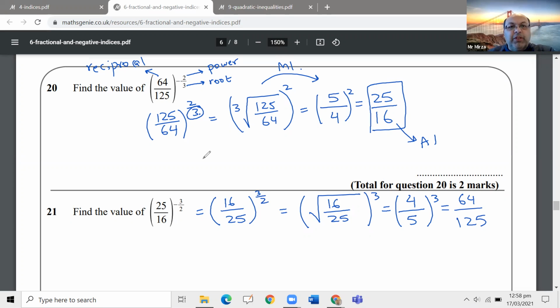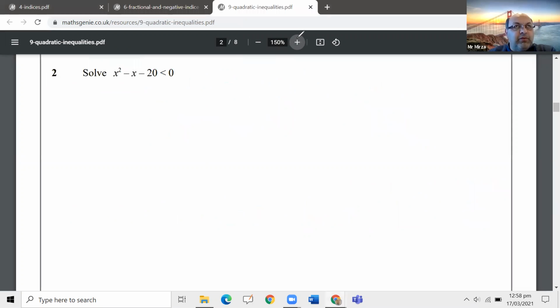Now moving on to a much higher level, a grade 9 question. This topic starts with 8 and 9. This is a grade 8 question because it's a simple factorizing of brackets. So the first rule is factorize the double bracket, and this is quadratic inequalities.